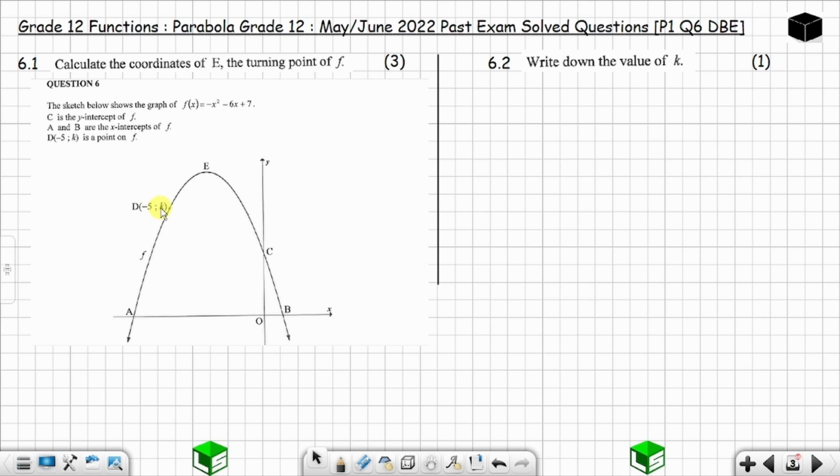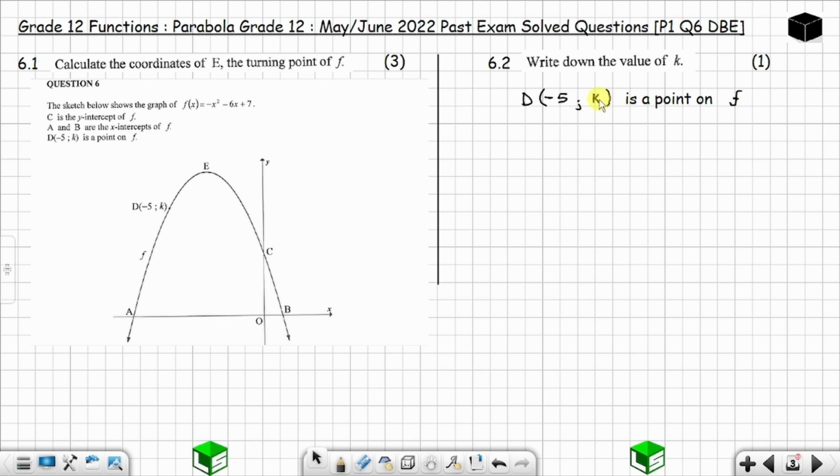To get the y coordinate, you are going to plug the x coordinate. The x coordinate is negative 5, you can see. So when you plug negative 5 inside f, you are going to get the y coordinate, which is k. So you have the point D, which is a point on f, right? It is on the graph of f. This is why I can say D is a point on f.